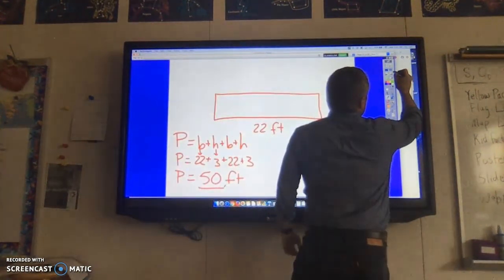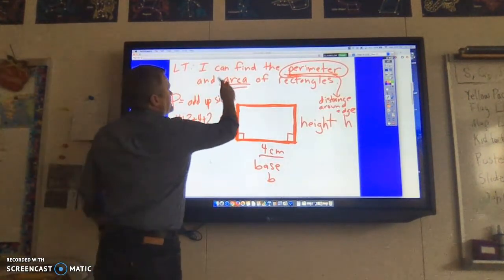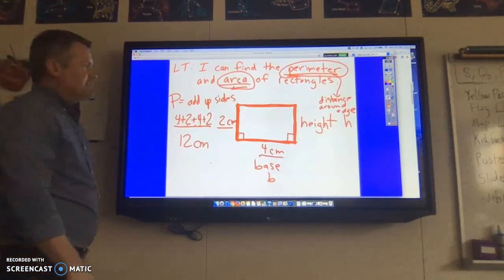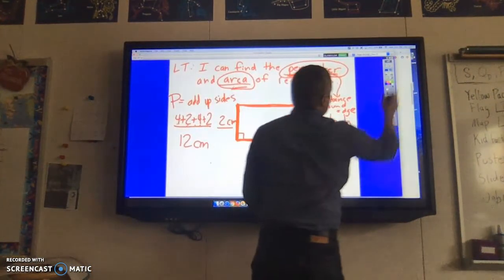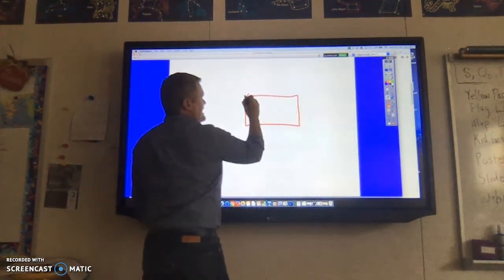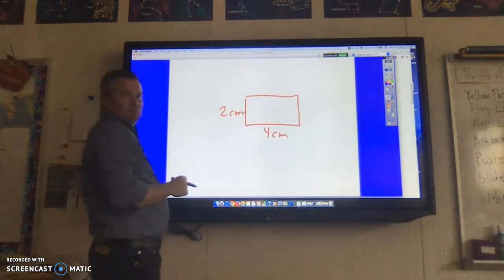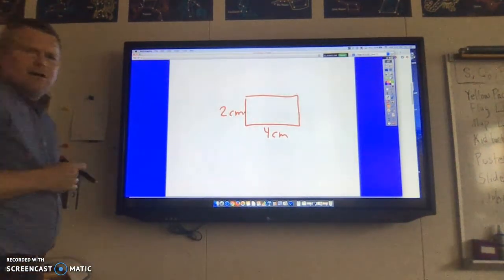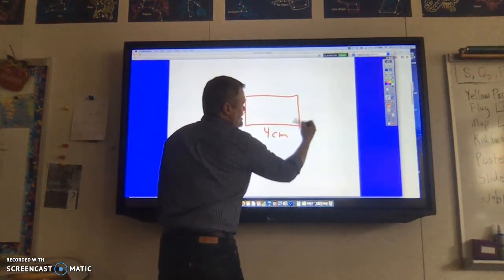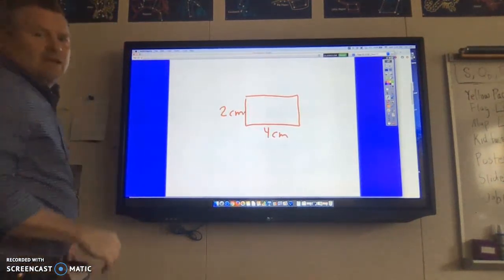Now, let's take a look at area. Let's go back to our learning target again. I asked you to find the area of rectangles. Now, the area is a little different. Here, let's go to a new page and do that same rectangle for a moment. Let's say this is a 4 centimeter by 2 centimeter rectangle. Now, in area, we want to actually look at the space inside of this, the flat space inside of this rectangle. Now, how do we get that?